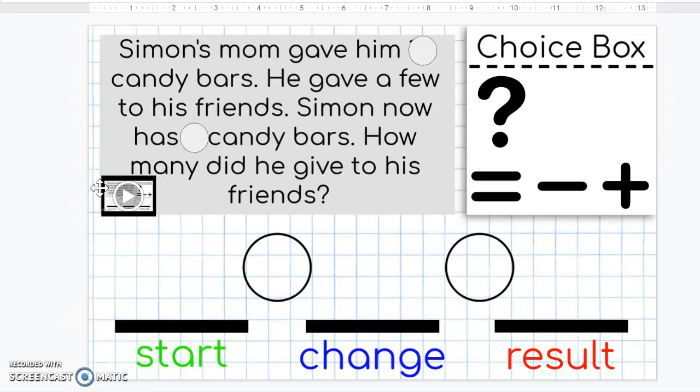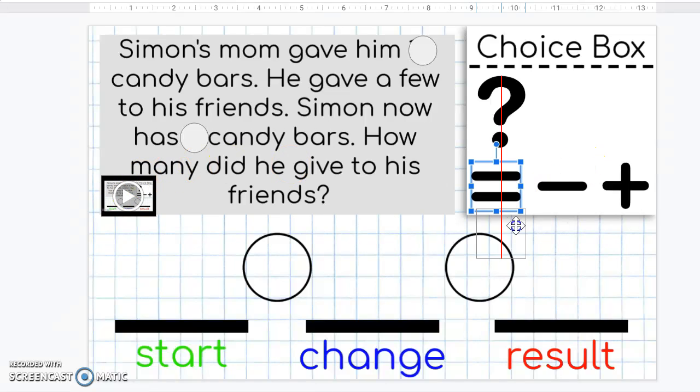Okay, so just like in the first equation, we're going to figure out what operation we're doing. So I'd have the kids close their eyes and I would tell them, imagine the story as I read it to you. Think about what Simon is doing. Simon's mom gave him blank candy bars. He gave a few to his friends. Simon now has blank candy bars. How many did he give to his friends?